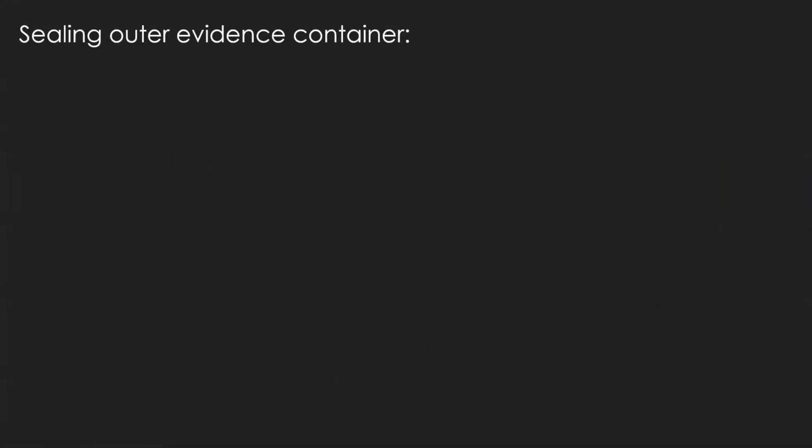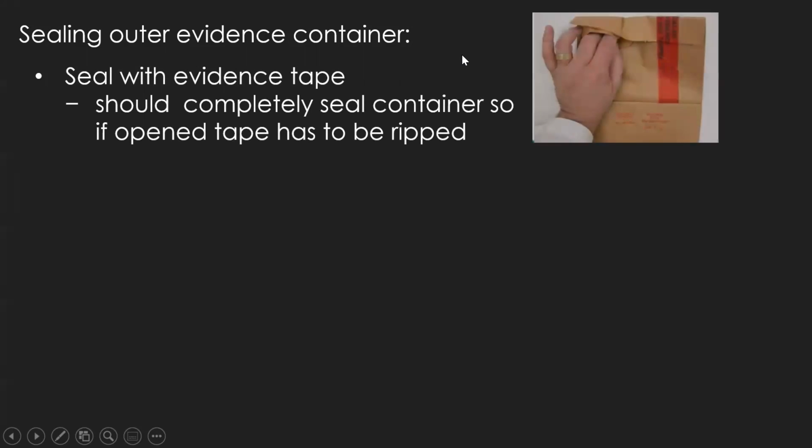Okay, so how do you correctly seal evidence? I'm just using a paper evidence bag for this example, but it would be the same no matter what type of evidence container you're using, assuming that this is possible. There are some types of evidence containers that can be sealed differently, but that's a more advanced level. Okay, so you're going to seal with evidence tape in such a way that the entire opening is covered, and if someone wanted to open it, they'd have to rip it.